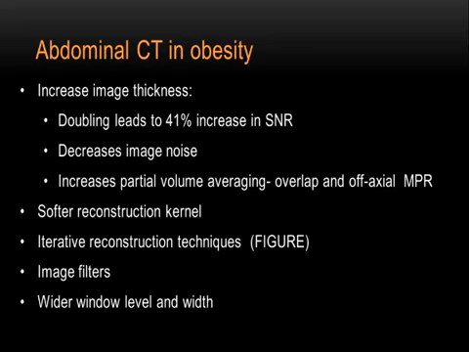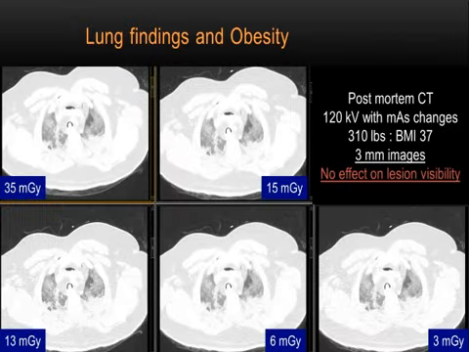Softer reconstruction kernels can also help. So if you're using detail, you go to standard. If you're using B50 or B30, you go to B20. Things like that can also help reduce noise. Iterative reconstruction technique, noise reduction filters also help. Looking at the images at wider window level, just the display settings, sometimes help you. May not be much, but just sometimes it can help. Just making them a little bit wider. Certainly not going to help you to see low contrast structures.